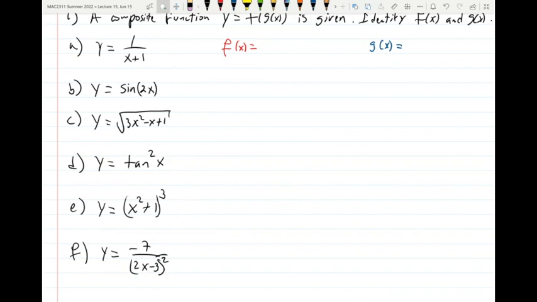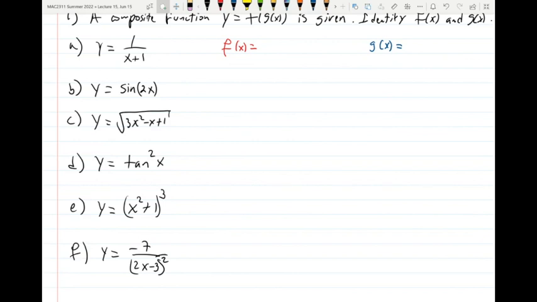Okay, so let's see. I'm going to do the first one, and hopefully it will get you started for the rest. You have to think about two formulas. When you put g inside f, I get the formula 1 over x plus 1, right? So what do you think we should do?